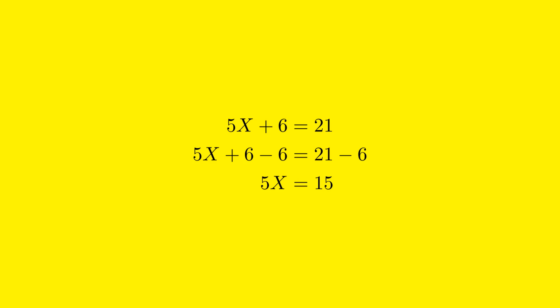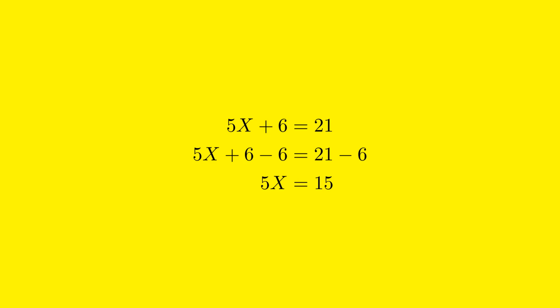This is because whatever we do to one side of the equation, we must do to the other side to keep it balanced. So we have 5x plus 6 minus 6 equals 21 minus 6. The 6 and minus 6 on the left side cancel each other out, leaving us with 5x. We are left with 5x equals 15 after performing the subtraction. This is the new altered expression where 5x equals 15.